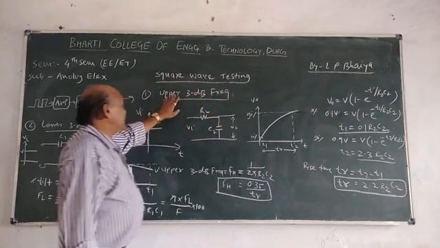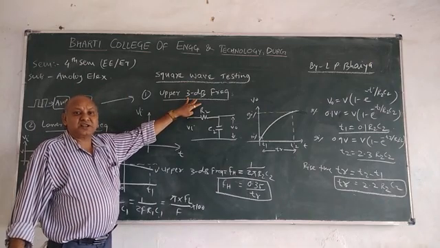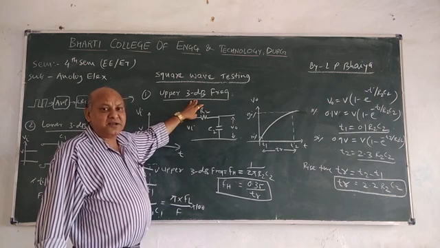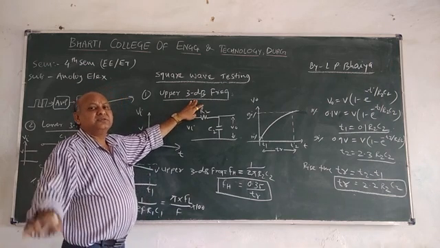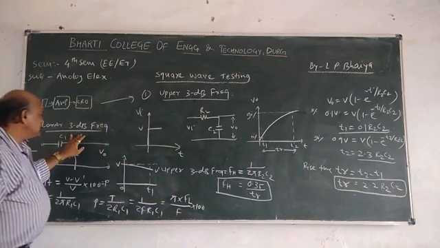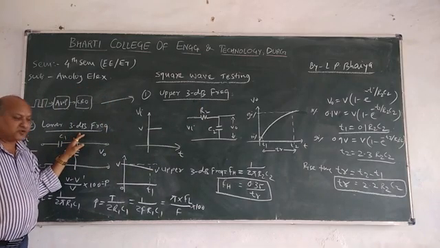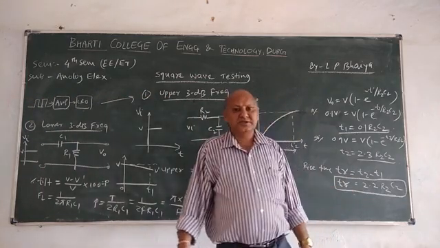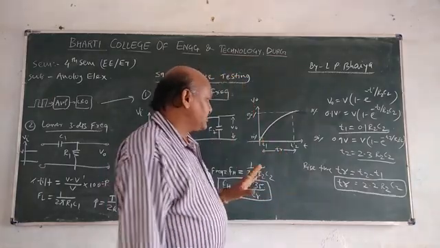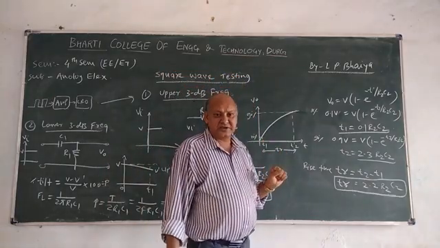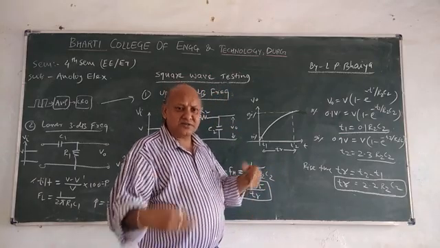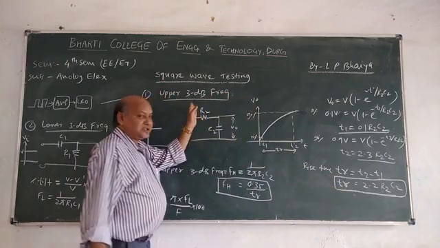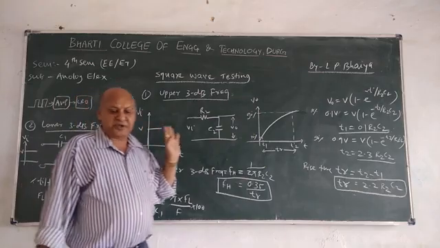One is called the upper 3 dB frequency, which is one of the response factors of the multi-stage amplifier, cascaded amplifier, direct coupled amplifier, or any other types of amplifier. Another is the lower 3 dB frequency, that is also an important factor. And the third one is the rise time, which is shown here. These three terms are very important in square wave testing of a multi-stage amplifier or any amplifier. So, rise time, the upper 3 dB frequency and the lower 3 dB frequency.